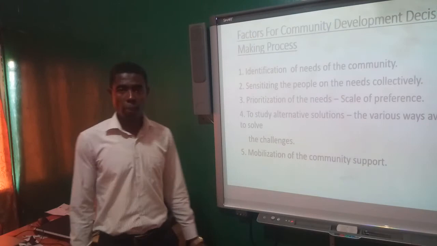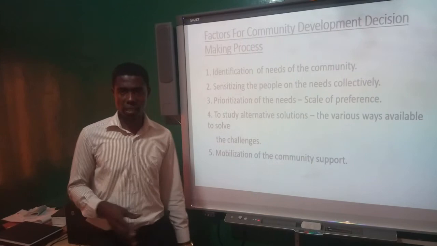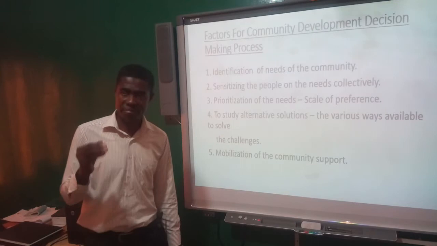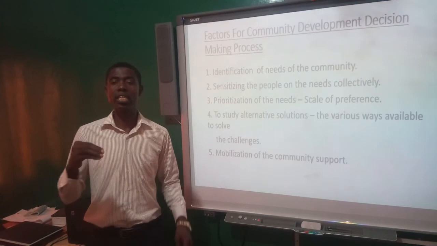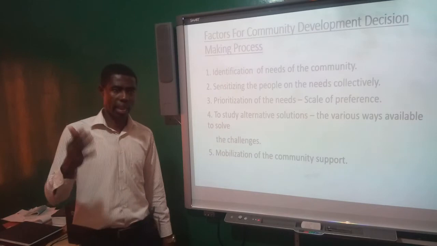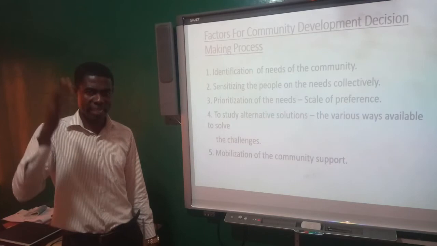And then finally, we considered factors in the decision-making process. So as decision-making bodies, such as the unit committee or the district assembly or whichever body, these are factors to consider before you arrive at the final decision. Then we had identification of needs of the community. Then we came to sensitizing the people on the needs of the community so that you can get their involvement collectively. Then we came to prioritizing the needs of the community. There are so many pressing needs in the community, but which ones are most important? Which ones might be tackled first? So you prioritize them by arranging them in a scale of preference, right?